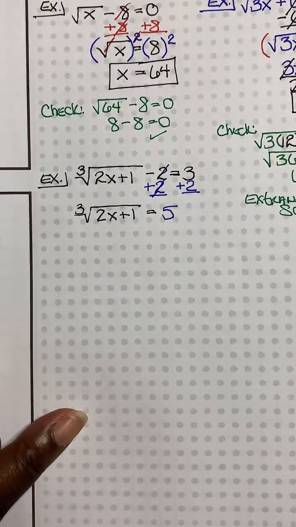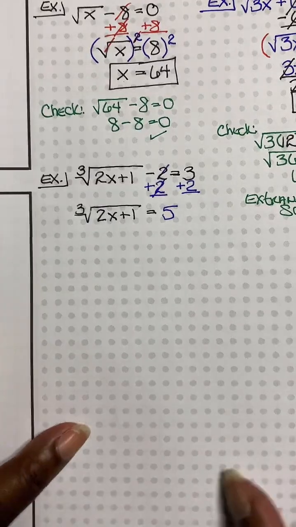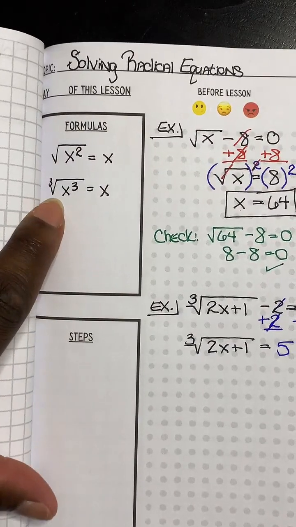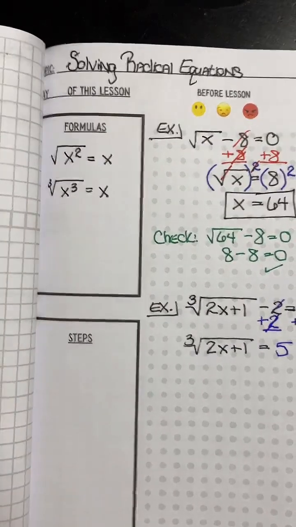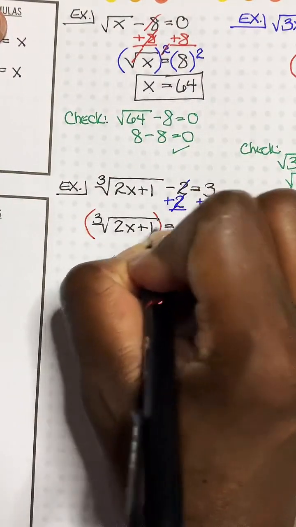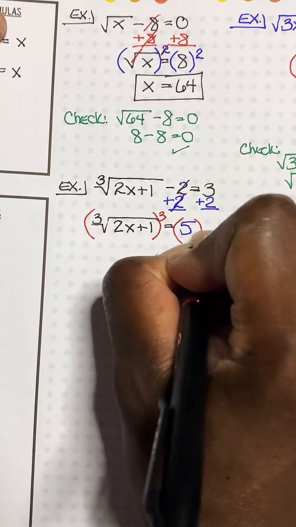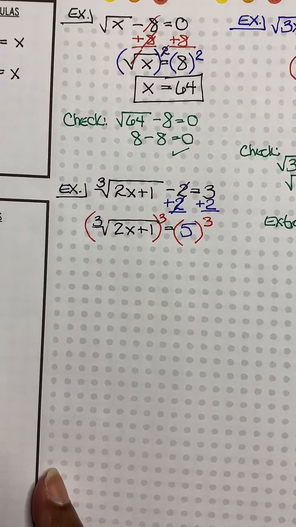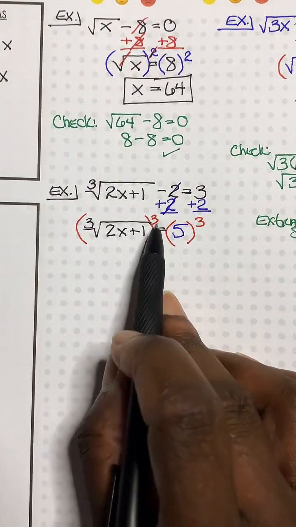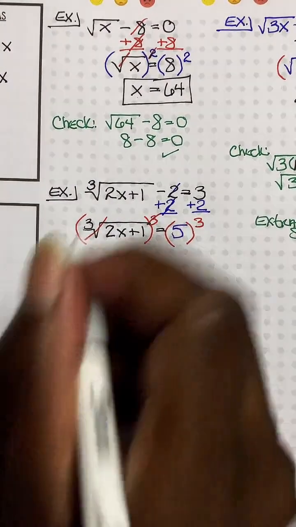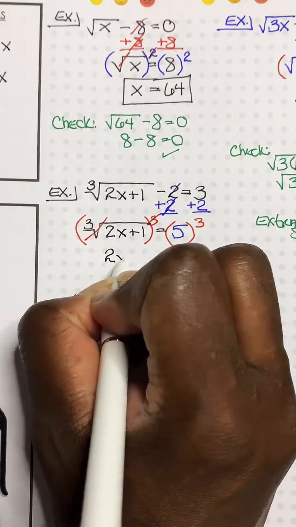Just like when we were breaking down the square root, we squared both sides, right? But now we're talking about the cube root. So in order to cancel that out, I have to cube both sides. Look at us doing advanced math. So this cube root and this cube, they cancel out, and what they leave behind is my 2x plus 1.